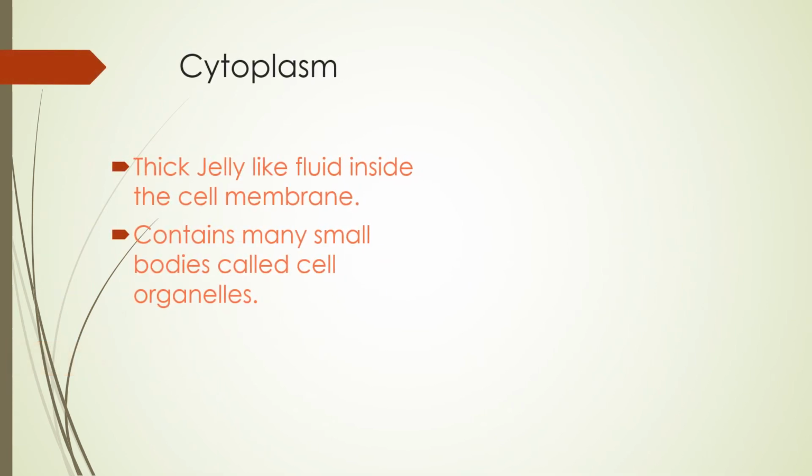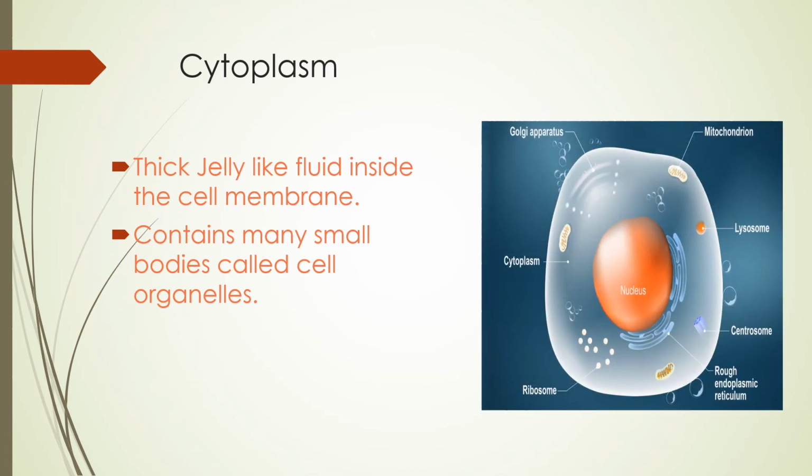The cytoplasm. It is a thick gel-like fluid inside the cell membrane. It contains many small bodies called cell organelles. For example, the mitochondria, lysosome, ribosome, Golgi apparatus, etc.